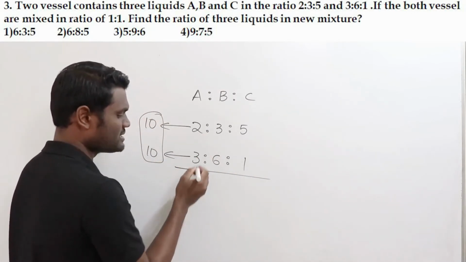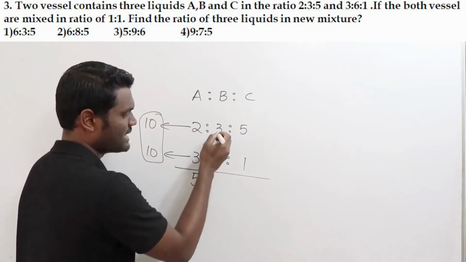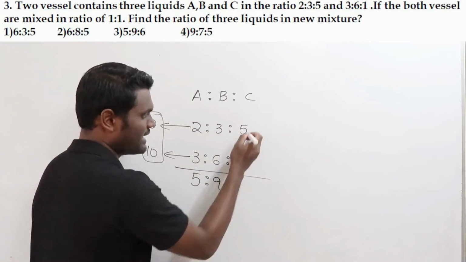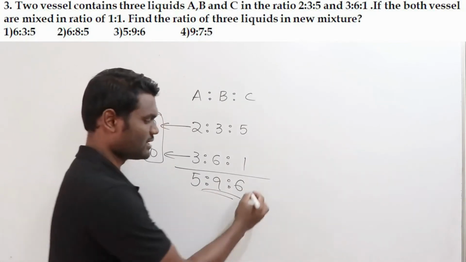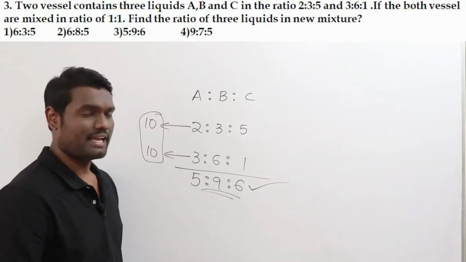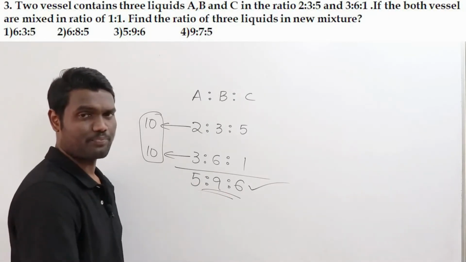When you add them, 2 plus 3, this will be 5. Next 3 plus 6, this will be 9. 5 plus 1, this will be 6. So we can say that ratio in the new mixture of 3 containers A, B, C is nothing but 5:9:6.